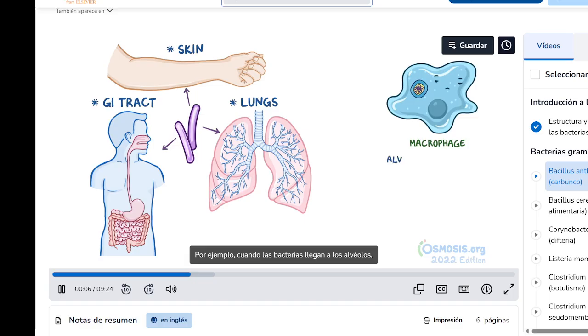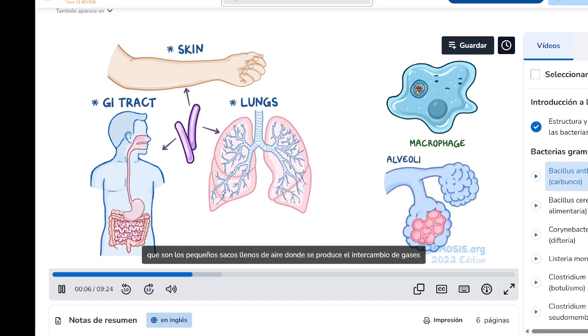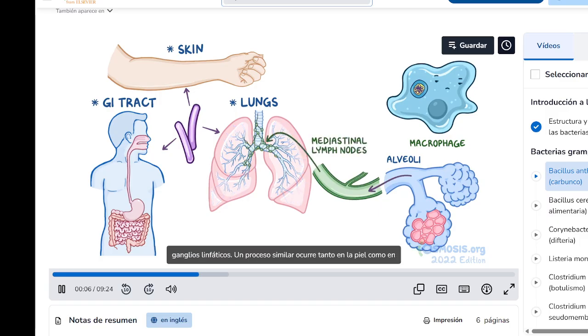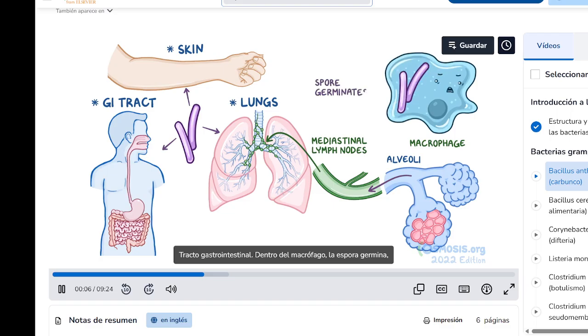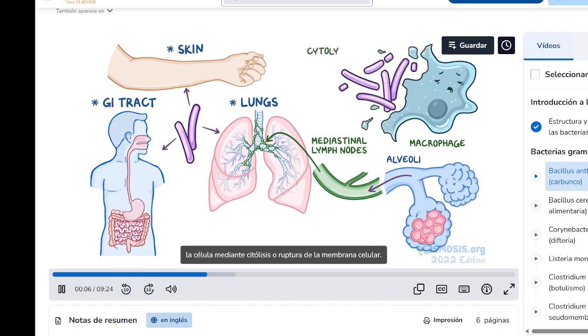For example, when the bacteria reach the alveoli, which are the tiny air-filled sacs where gas exchange occurs in the lungs, they are eaten up by lung macrophages and transported via lymphatic vessels to the nearby mediastinal lymph nodes. A similar process occurs in both the skin and GI tract. Inside the macrophage, the spore germinates, releasing the active form of the bacteria that then exits the cell via cytolysis, or rupture of the cell membrane. Basically, the cell bursts, releasing the bacteria into the surrounding tissues.